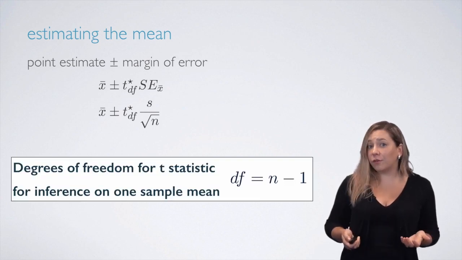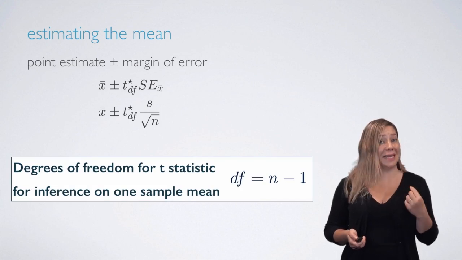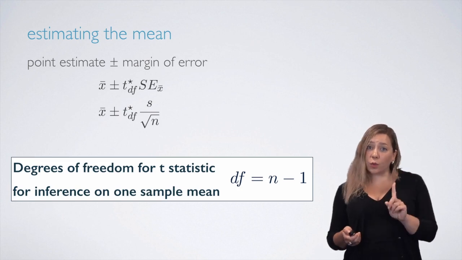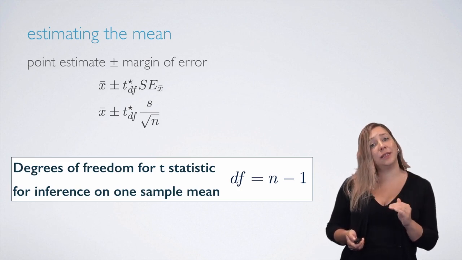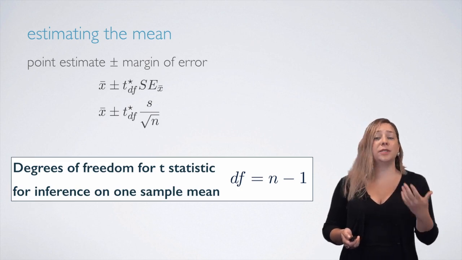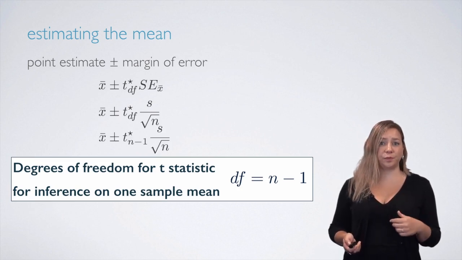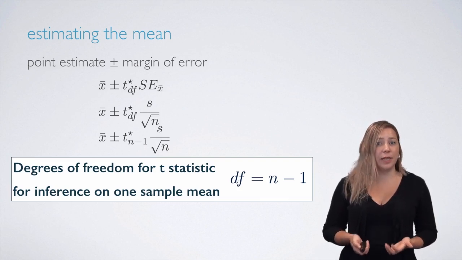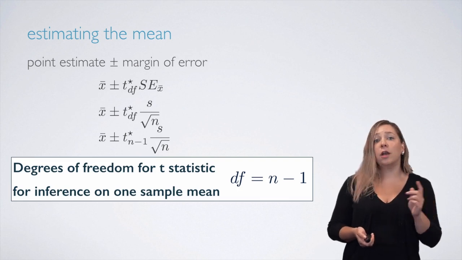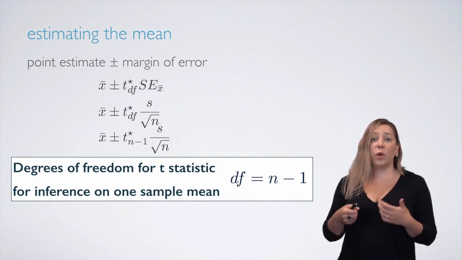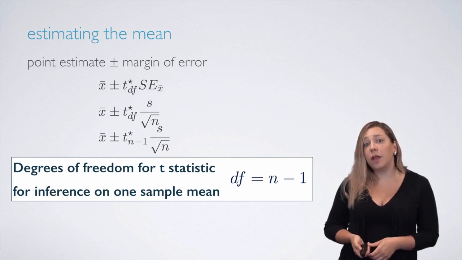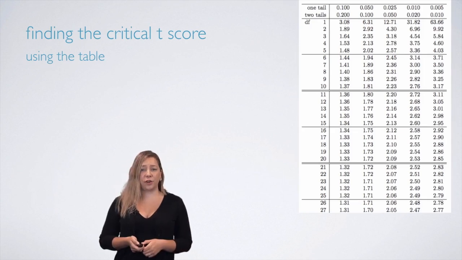When working with data from only one sample and estimating a single mean, the degrees of freedom is n minus 1. We lose 1 degree of freedom because we're estimating the standard error of the sample mean using the sample standard deviation. Putting all of this together, the confidence interval for a single population mean can be estimated using x bar plus or minus t star with n minus 1 degrees of freedom times s over the square root of n.